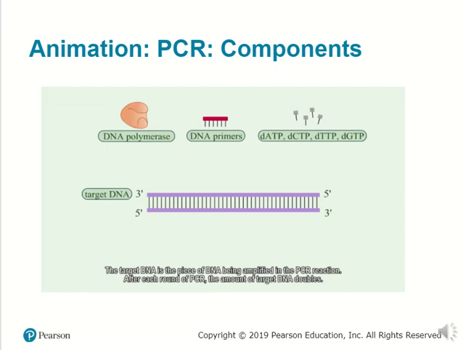Essentially, after each round of PCR is run, the amount of desired DNA gets doubled, and eventually, through the doubling process, 2 raised to some exponent, you can significantly amplify the amount of that desired sequence over time.